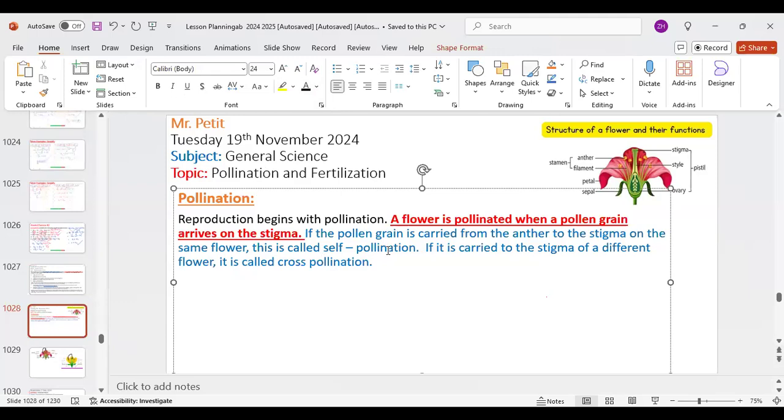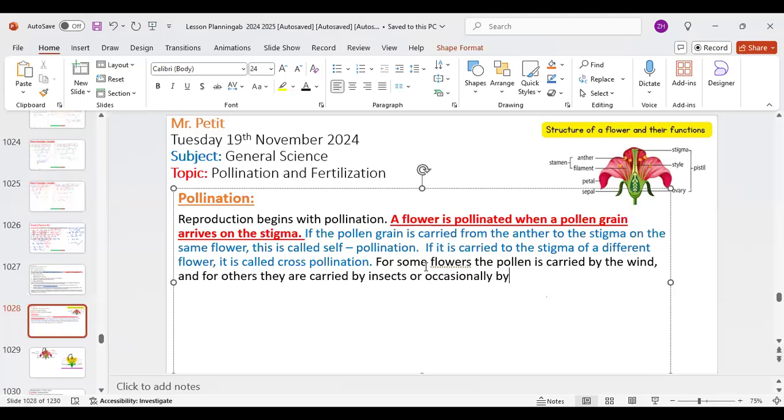Let's continue. For some flowers, the pollen is carried by the wind. And for others, they are carried by insects or occasionally by birds. So that's pollination.